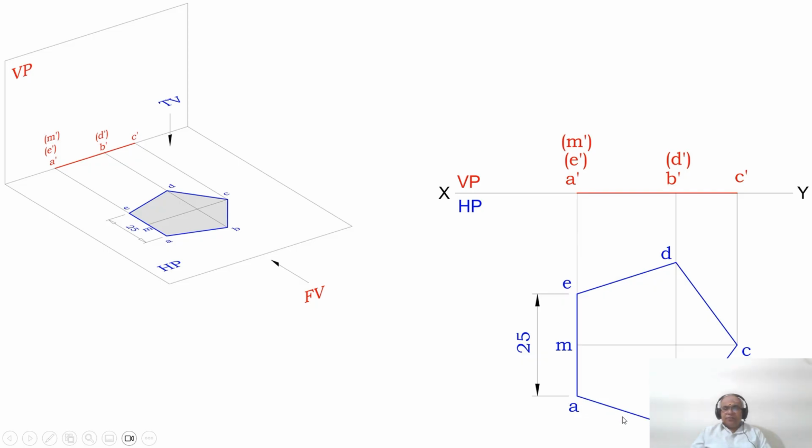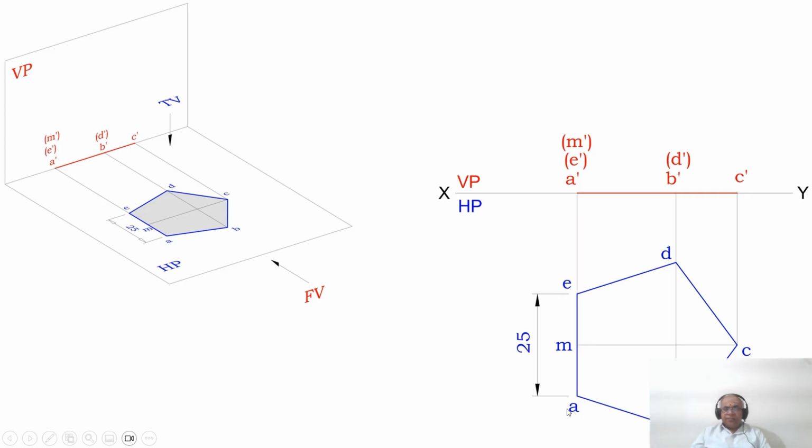Then join A to B, B to C, C to D, D to E, and E to A with a dark line. From C, you draw a horizontal line which will automatically be the midpoint of AE, and you mark that point as F. And then from A and E, you draw a vertical projector to the XY line. Similarly, from B and D, you draw a vertical projector to the XY line. And similarly, from C, you draw a vertical projector to the XY line.